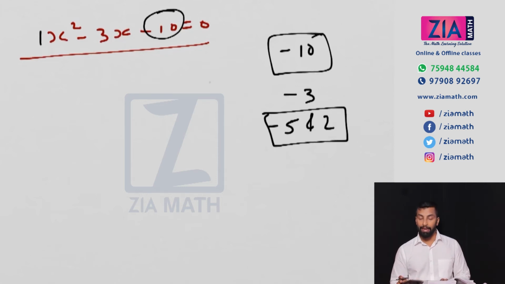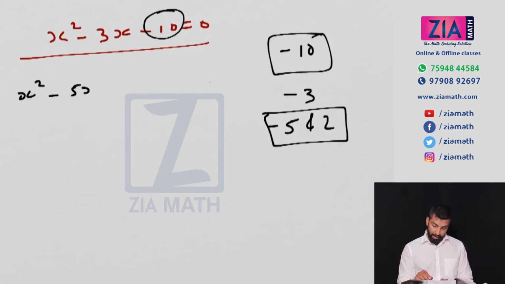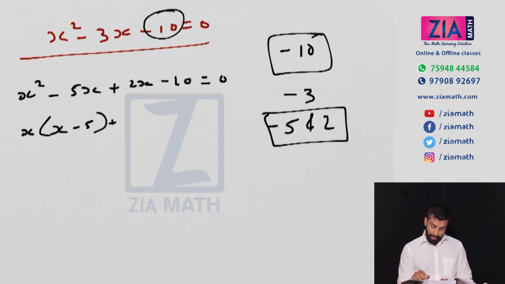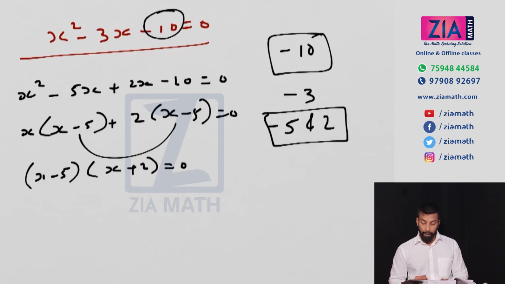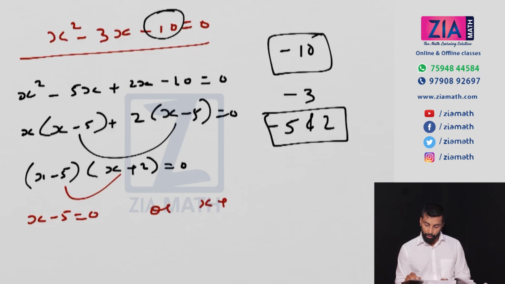So minus 5 into 2, minus 10, minus 5 and 2, minus 3. So you can write it as minus 5x plus 2x. Okay, so you get minus 3x. So this is x square minus 5x plus 2x minus 10 is equal to 0. Take x out. x into x minus 5, plus 2 take out, x minus 5 is equal to 0. Now take x minus 5 out. x minus 5 into x plus 2 is equal to 0. Okay. Now what is the condition? Any of these is 0, right? So x minus 5 is equal to 0 or x plus 2 is equal to 0.